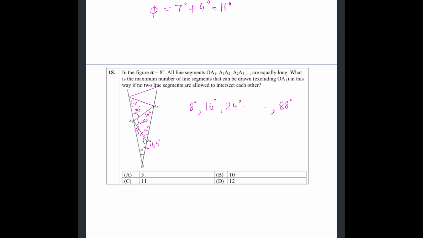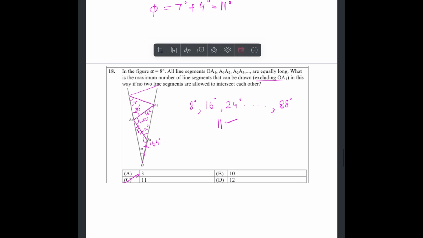So how many lines will we get this way? For each angle, we'll get one line. So A1, A2 for 8 degrees, A2, A3 for 16 degrees, A3, A4 for 24 degrees. So we'll get exactly 11 lines because we're not including the first line that we're drawing. So it is C, 11 lines.